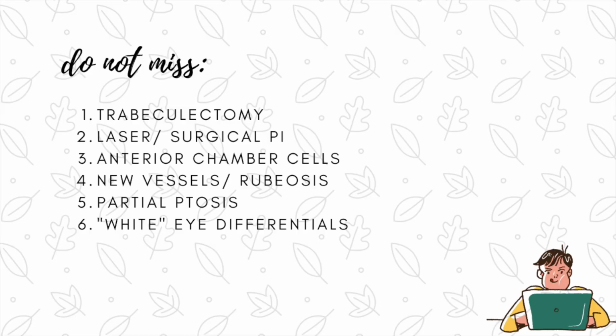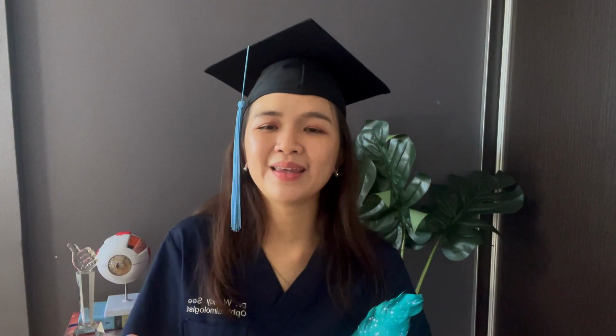So my pro tips are: number 1, do not miss trabeculectomy. 2, do not miss a PI. Number 3, do not miss AC cell. Number 4, do not miss new vessels. Do not miss a partial ptosis. And there are also some diagnoses that you need to think of if you see a patient with a relatively quiet eye. Always practice rapid fire cases.